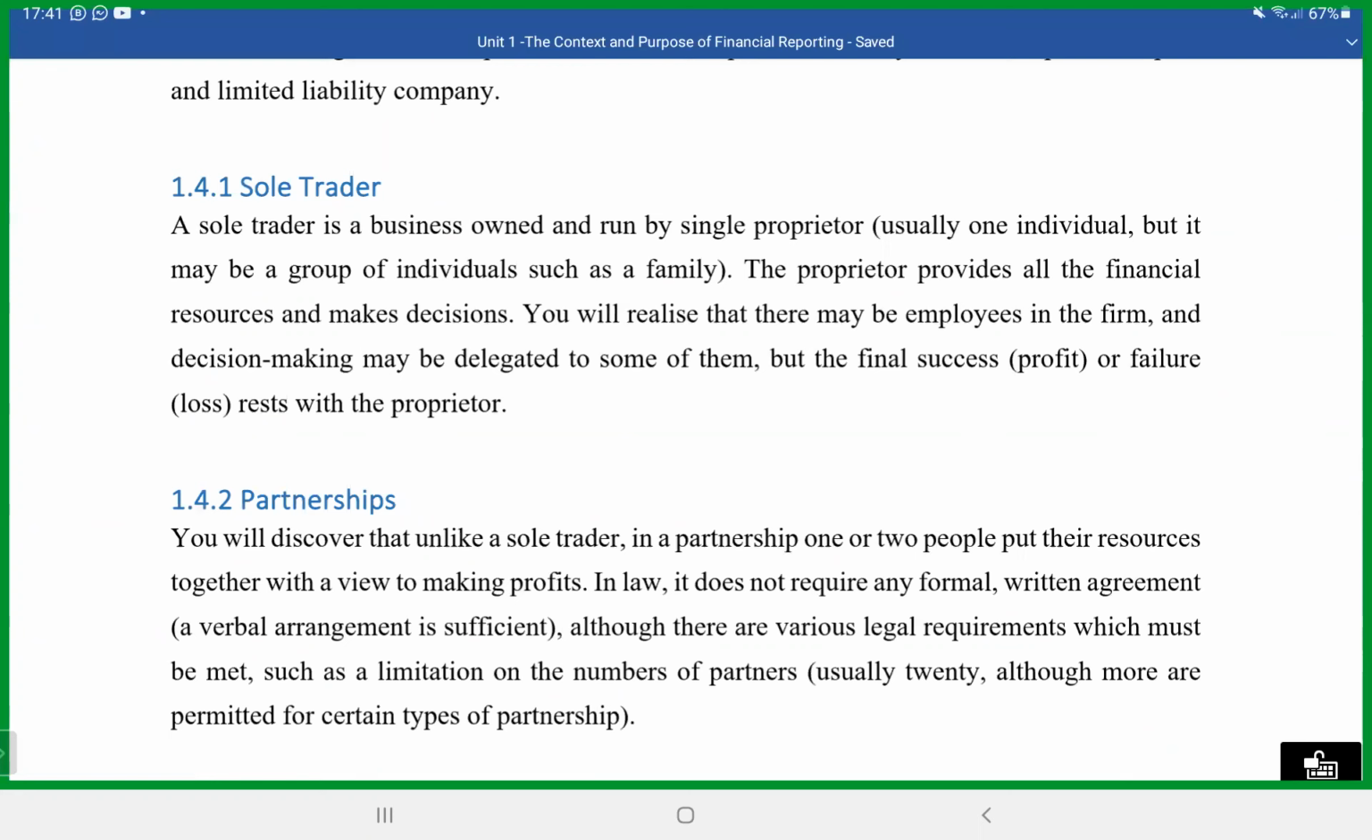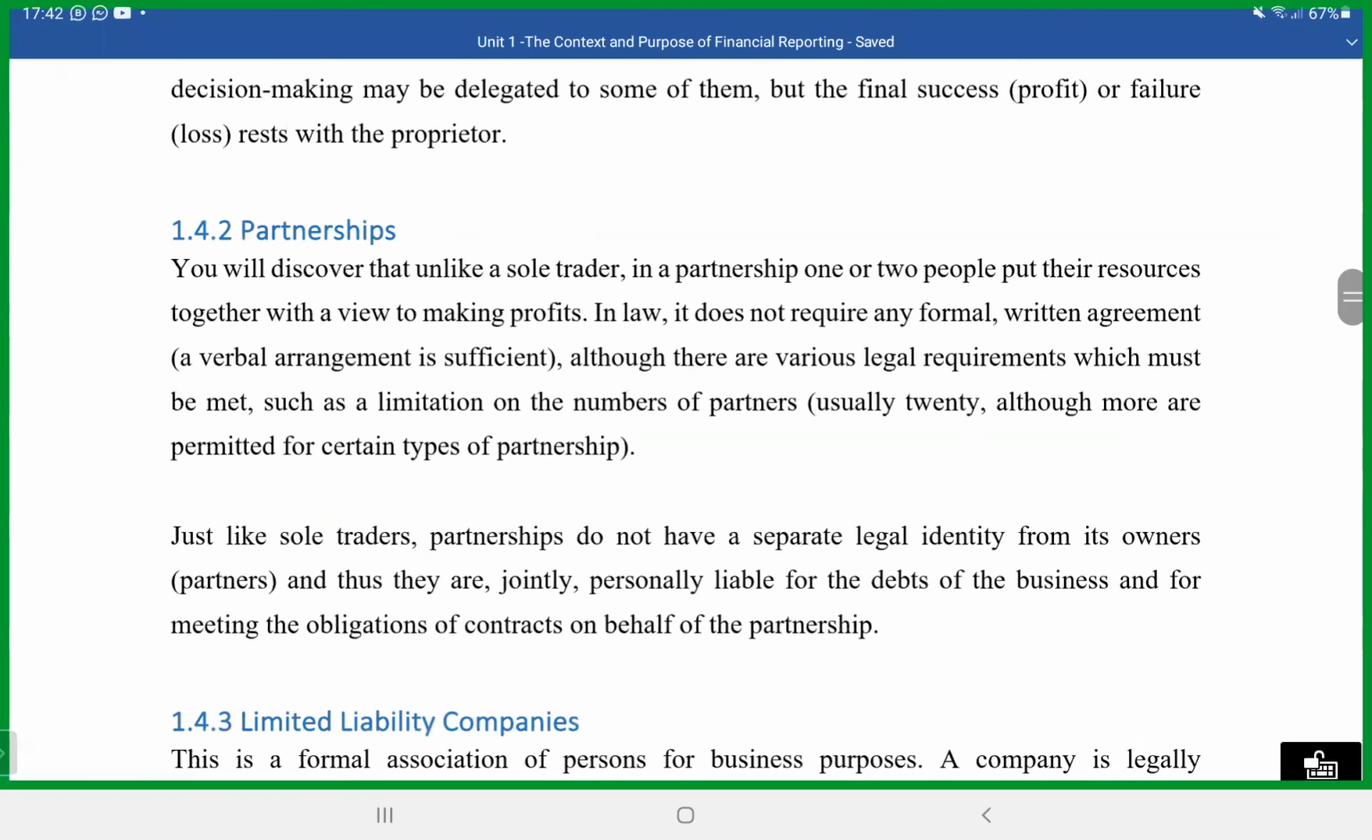We can move on now to partnerships. Unlike a sole proprietor, in a partnership you can't say you are partnering alone. Two people put their resources together with a view to make profits. In law, it does not require any formal or written agreement; a verbal arrangement is sufficient. Although there are various legal requirements, such as limitation of the number of partners, usually limited to 20, more are permitted for certain types of partnerships. Could you give us any example of such partnerships where more than 20 people are allowed?